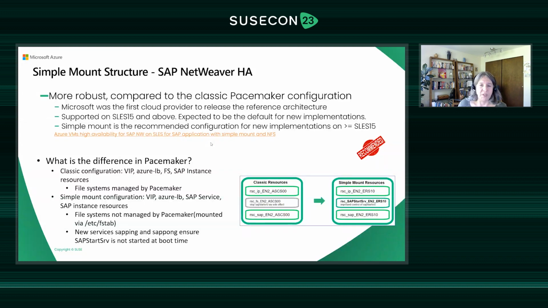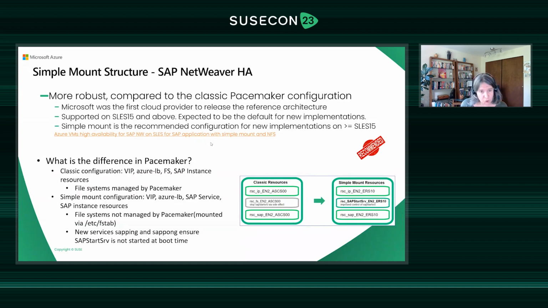So let's zoom in and see what the differences are between the classic pacemaker configuration and the simple mount pacemaker configuration. With simple mount, the file systems are not managed anymore by pacemaker. And that's a major improvement when we talk about resilience and reliability for the SAP systems. With the simple mount configuration, you still have your virtual IP, you have the Azure LB resource, you have the SAP service, which is a new resource, and you have the SAP instance resource in Pacemaker.